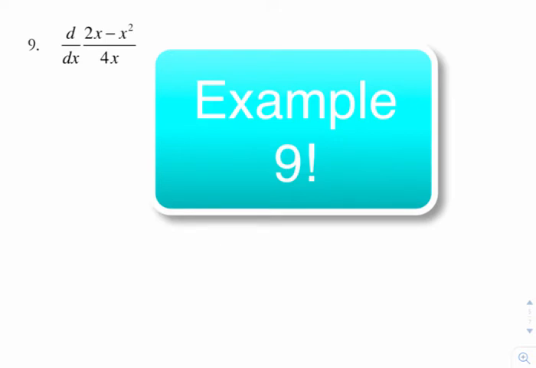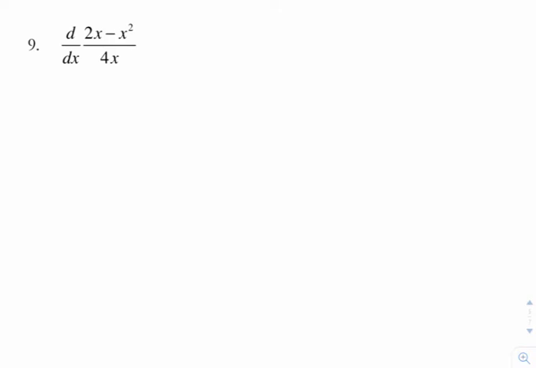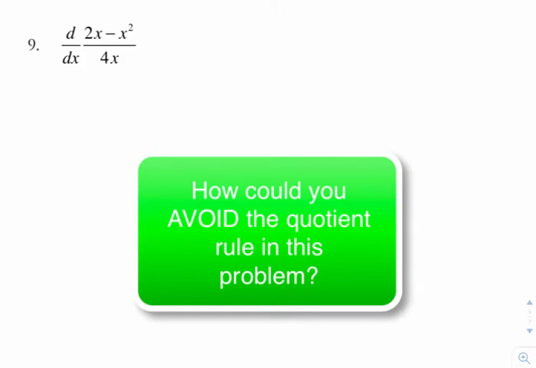So here's example 9, which looks like a quotient. In fact, it is a quotient. But here's the question. How can you do this without using the quotient rule? Quotient rule is a complicated rule. If you can avoid it, you should. So think about that and pause if you want, and then I'll show you how to avoid the quotient rule with this.